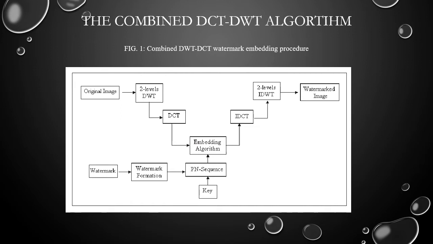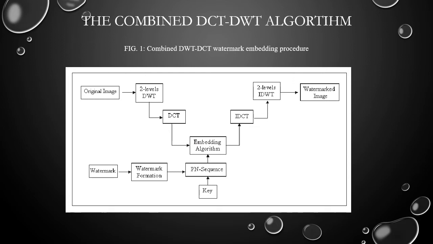If X is the matrix of the midband coefficients of the DCT transform blocks, and the watermark bit is 0, then X bar is equal to X plus Pn0. Otherwise, the bit is 1, and X bar is equal to X plus Pn1.